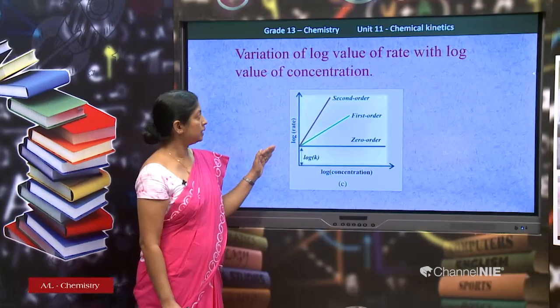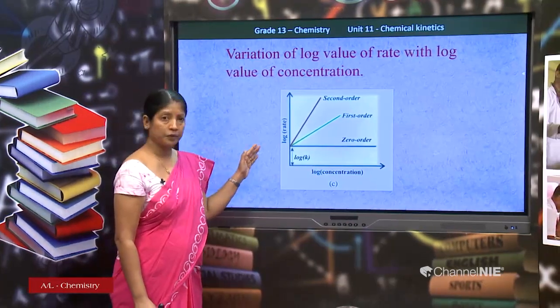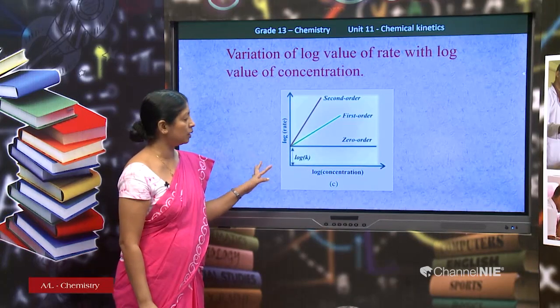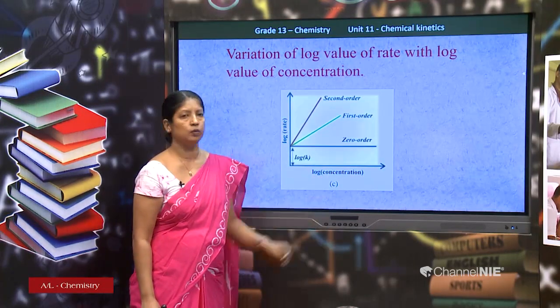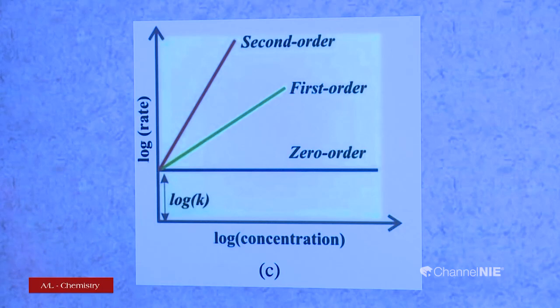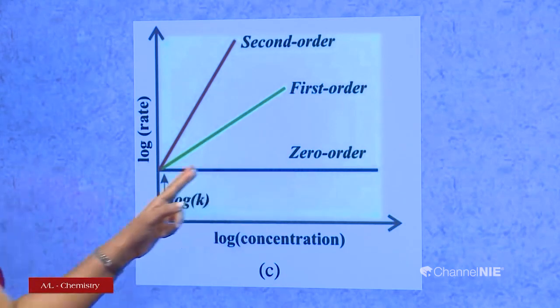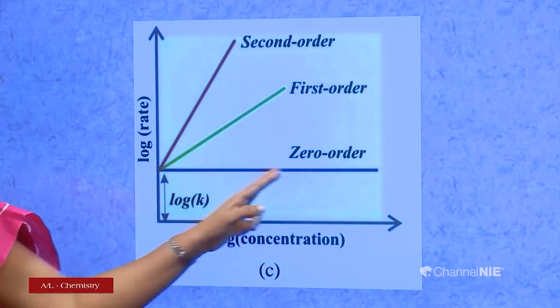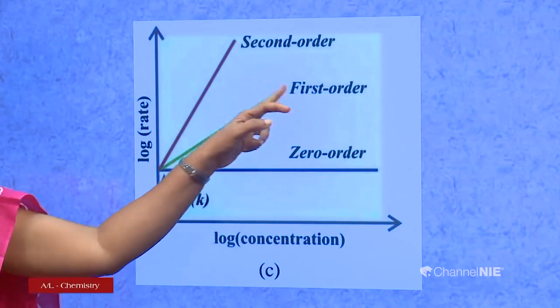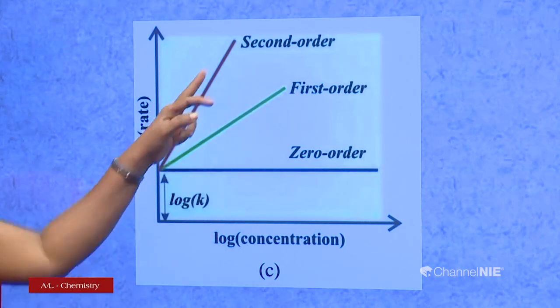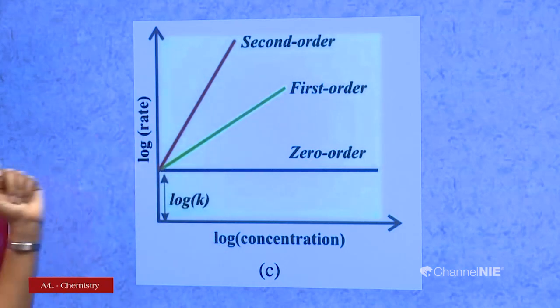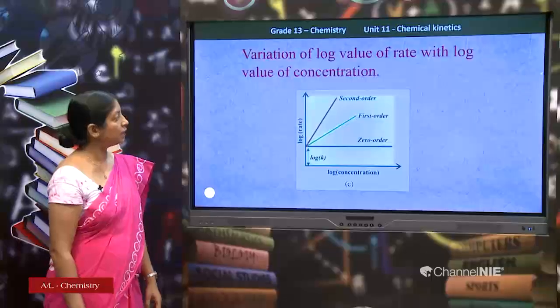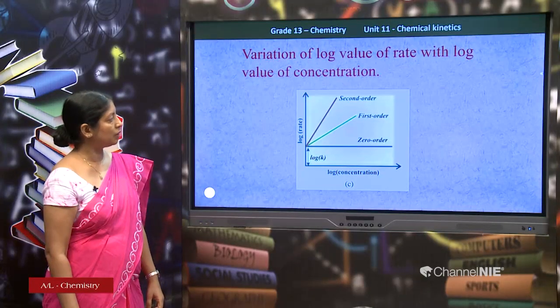Here you can see the variation of the log value of the rate, given along with the variation of the log value of the concentration. If it is 0 order, we came to know the slope is 0. And if it is first order, the slope will be 1. If it is second order, the slope is equal to 2. Because of that, you can easily calculate the order with respect to any reactant. This is the advantage of the third graph.